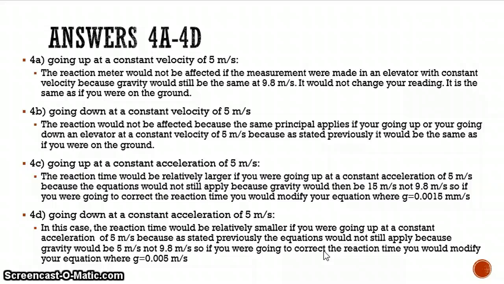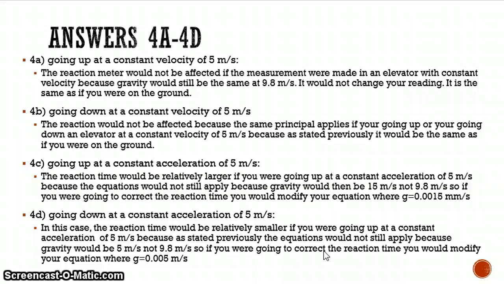For C, if you're going up at a constant acceleration of 5 meters per second squared, the reaction time will relatively be larger, because the equation would not still apply, as gravity would then be 15 meters per second squared, not 9.8. So if you're going to correct the reaction time, you will modify your equation where g is equal to 0.0015 millimeters per second.